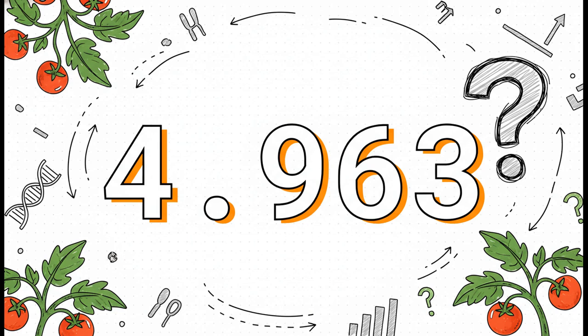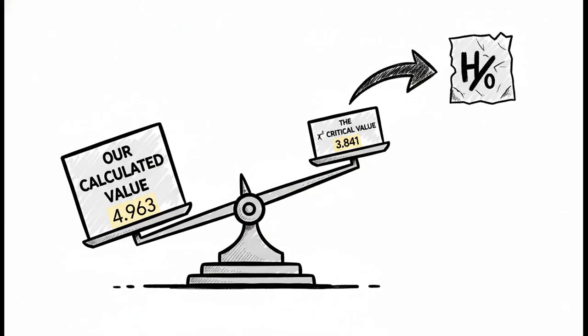You can think of it as a measurement of how much our real data deviates from the boring world where there's no connection. So the big question is, is this number big enough to be meaningful? This is the moment of truth. To make a decision, we compare our calculated value to a critical value that we get from a statistics table. The problem gives it to us, it's 3.841.